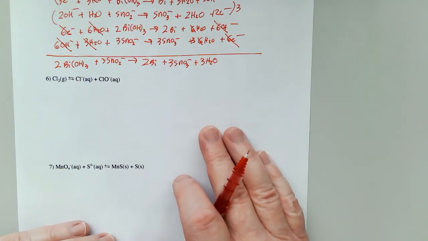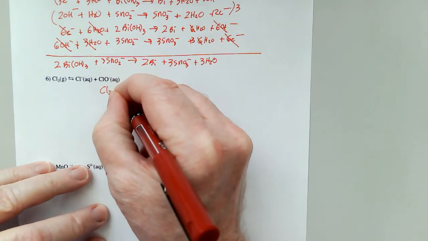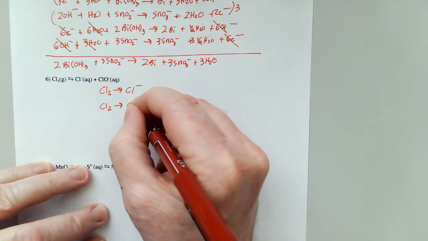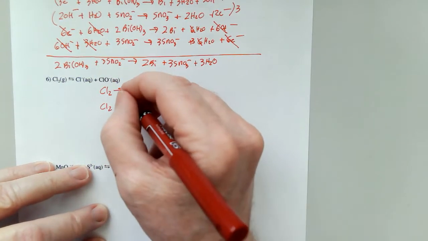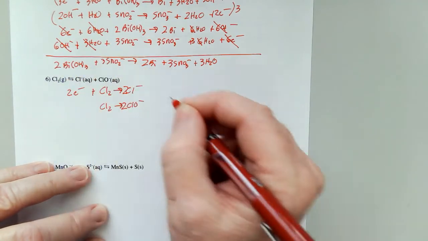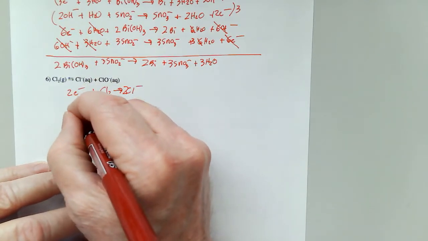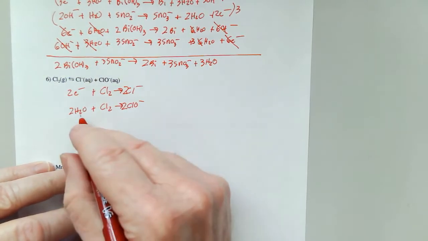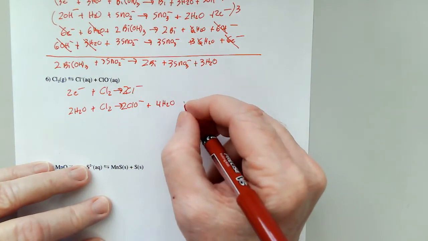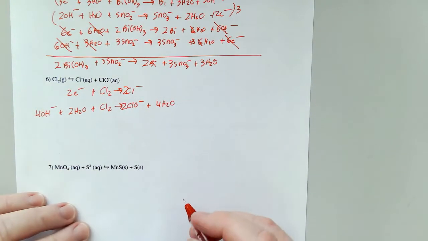Number 6. Number 6 is one of those disproportionation reactions. That's where one species is both oxidized and reduced. So 2 and 2 to balance the chlorines. I can just throw in the 2 electrons right now. I got 2 oxygens, so I'm going to add 2 waters. 2 times 2 is 4, so I'm going to add 4 waters. We're going to have some stuff canceling there. And 4 hydroxides.